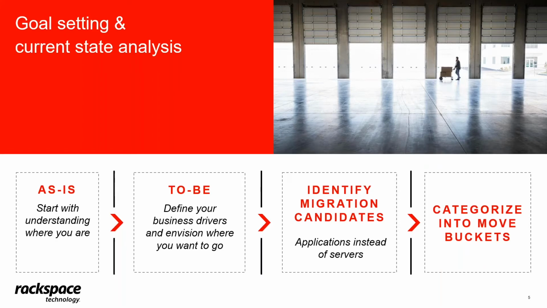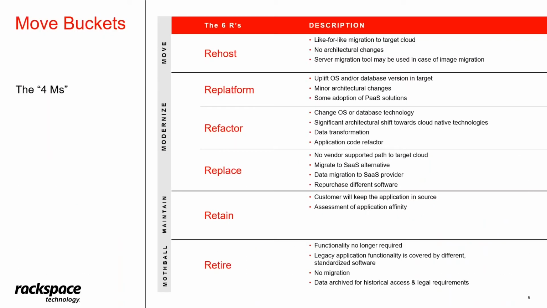This is pretty much defining the migration approach for each application. And to be a bit more specific, this is what we call the move buckets. I assume many of you, if not all of you, have heard about the 6 R's. Our view is a bit more on top of that. So what we have defined are the 4 M buckets: the move, modernize, maintain, and mothball.